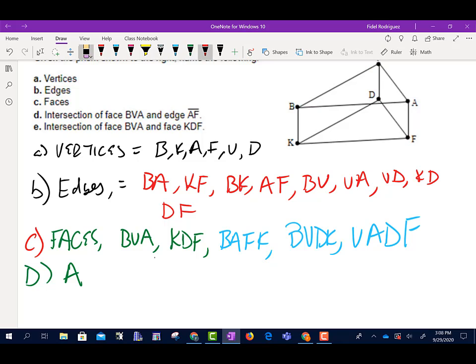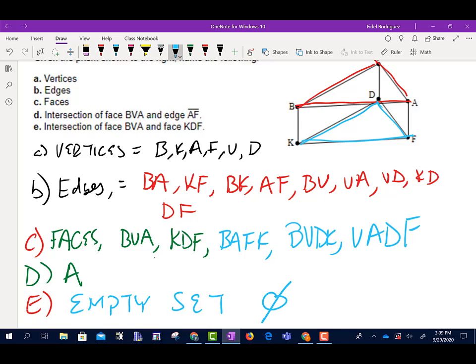Okay, and let's do part E. Part E says, where does the intersection of the face BVA and the face KDF meet? So let me do that actually in a different color. Let's go blue. KDF. So if you notice, that's the top slice and that's the bottom slice. So we would say since they do not meet, it would be the empty set, right? Sometimes, guys, that's a little symbol they use for the empty set, but it means that they don't intersect, right?